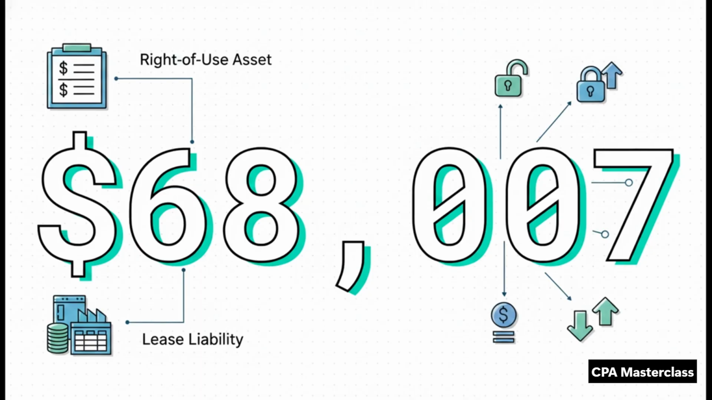This number is so important because it actually represents 2 things at the exact same time. It's the value of the asset the company gets to use, what we call the right of use asset, and it's also the total debt it just took on, which is the lease liability.